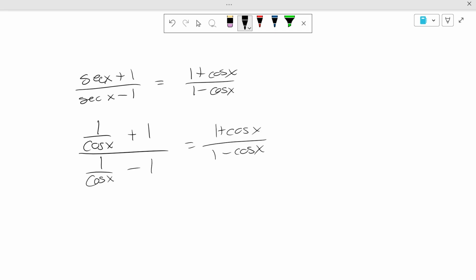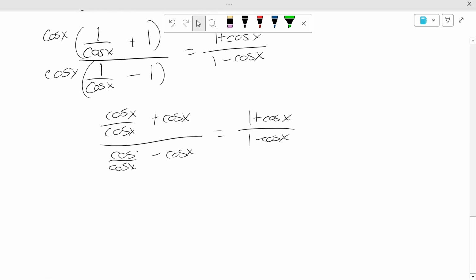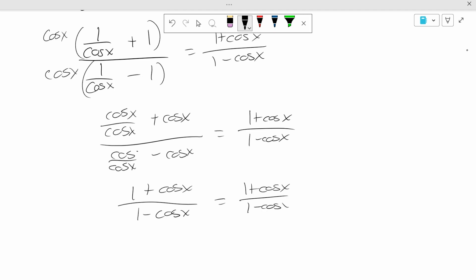Now, do I get complex fractions? So what am I going to multiply both my top and bottom by? Cosine of x. If I distribute my cosine of x through here, I get cosine of x over cosine of x plus cosine of x over cosine of x over cosine of x minus cosine of x. Which is 1 plus cosine of x over 1 minus cosine of x equals 1 plus cosine of x over 1 minus cosine of x.